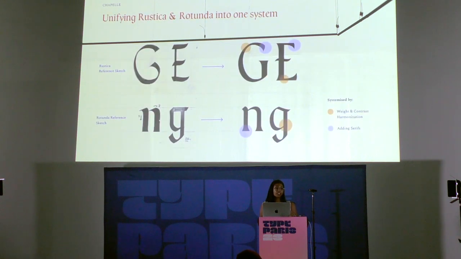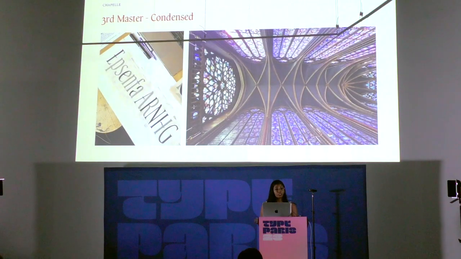The next step was to unify Rustica and Rotunda into one system. On the left, you see the calligraphic references that I had, and I had to introduce things like those signature serifs and harmonize the weight and contrast to make it look like the same system. I also came up with a third master, which is condensed, because it really brings forth the verticality and the tall soaring ceilings aspect of Sainte-Chapelle.